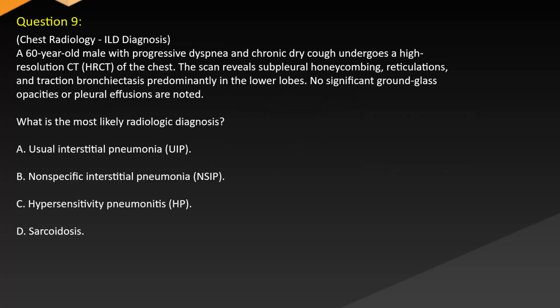Question 9. Chest radiology. Diagnosis: a 60-year-old male with progressive dyspnea and chronic dry cough undergoes a high-resolution CT of the chest. The scan reveals subpleural honeycombing, reticulations, and traction bronchiectasis predominantly in the lower lobes. No significant ground glass opacities or pleural effusions are noted. What is the most likely radiologic diagnosis?